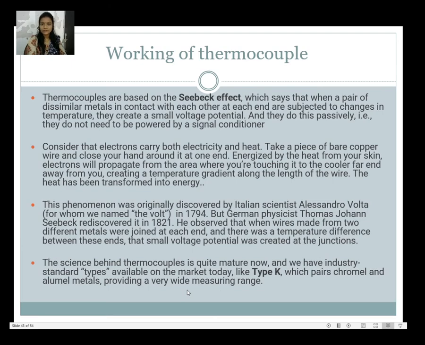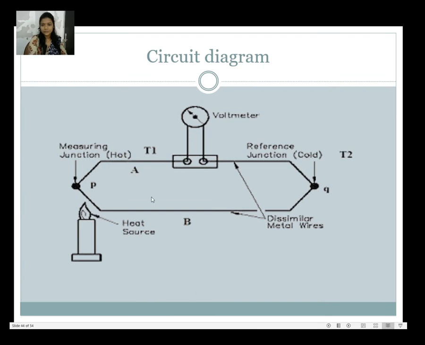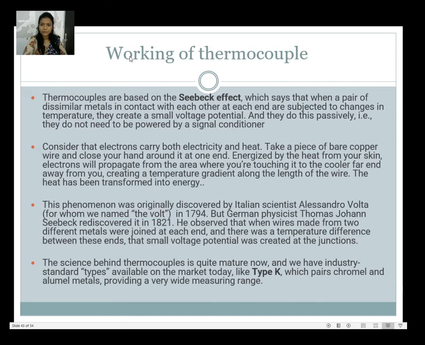Then how does it work? This is your thermocouple, and this is the circuit diagram. Here is the measuring junction, or we can say the hot junction, and the reference junction, which is the cold junction. This is your voltmeter. Here we use heat sources. Then these are the metal wires. T1 and T2 mean temperature 1 and temperature 2. So this is the circuit diagram of a thermocouple.